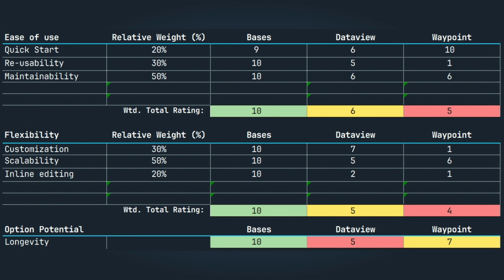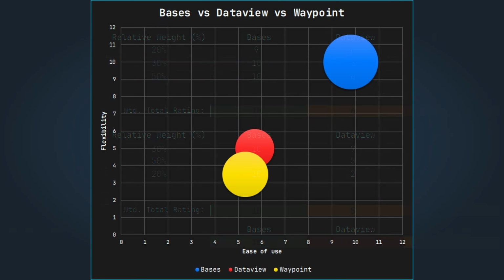For my priorities, Bases scores highest across ease of use, flexibility, and longevity. This results in a chart like that one, where the differences become very obvious. As long as our vault is small and its structure is stable, any of these approaches will work just fine. But as it grows and changes, the trade-offs in performance and flexibility start to be painful. Personally, I prefer a solution that reduces my work over time instead of increasing it. At the end of the day, it's about which approach keeps friction low and performance high.